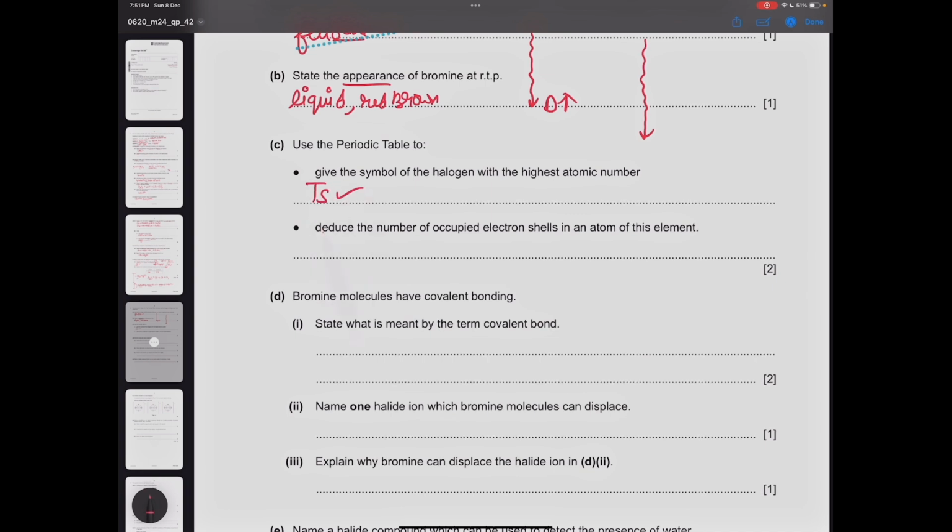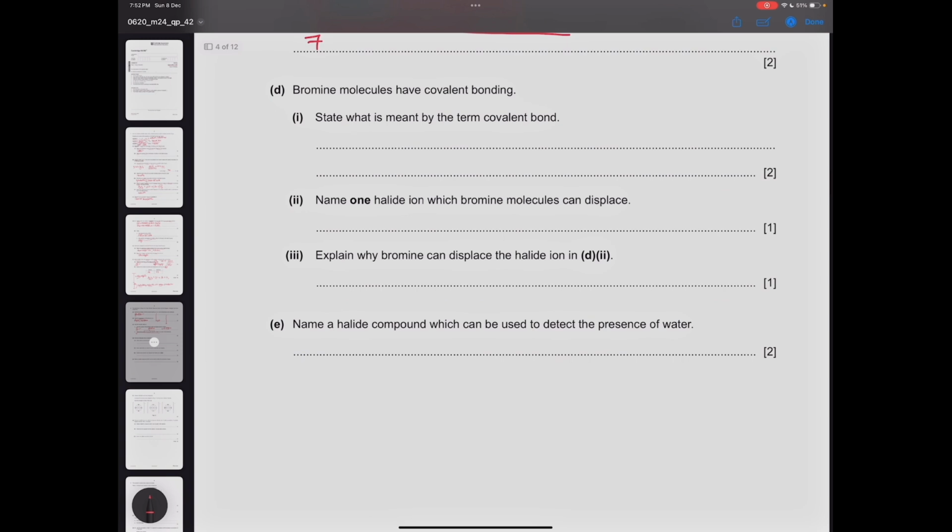Now deduce the number of occupied electron shells. For the occupied electron shells, period number is useful, and you will find in the periodic table that this element Ts is in period number 7. And if they sometimes ask you to tell the number of valence electrons, valence electrons are told by the group numbers.